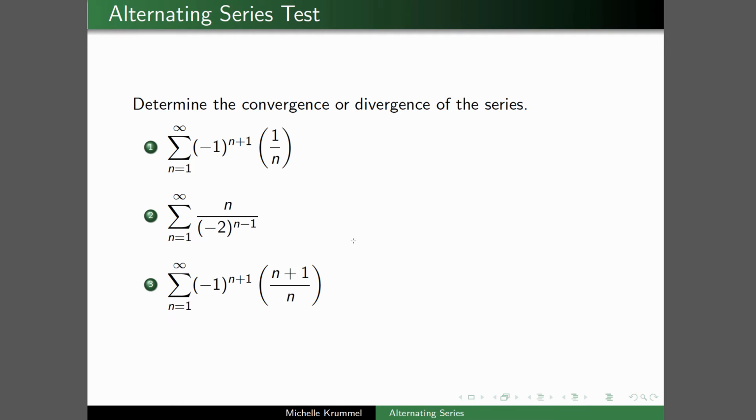Let's look at how we can apply the alternating series test in the following examples. Number 1 is an alternating series. It's in the form -1 to the n plus 1 times a sub n. So here we have a sub n equals 1 over n. To use the alternating series test, first we check that the limit as n approaches infinity of a sub n, which in this case is 1 over n, goes to 0. And the limit of 1 over n as n approaches infinity is 0. So we've satisfied the first condition.